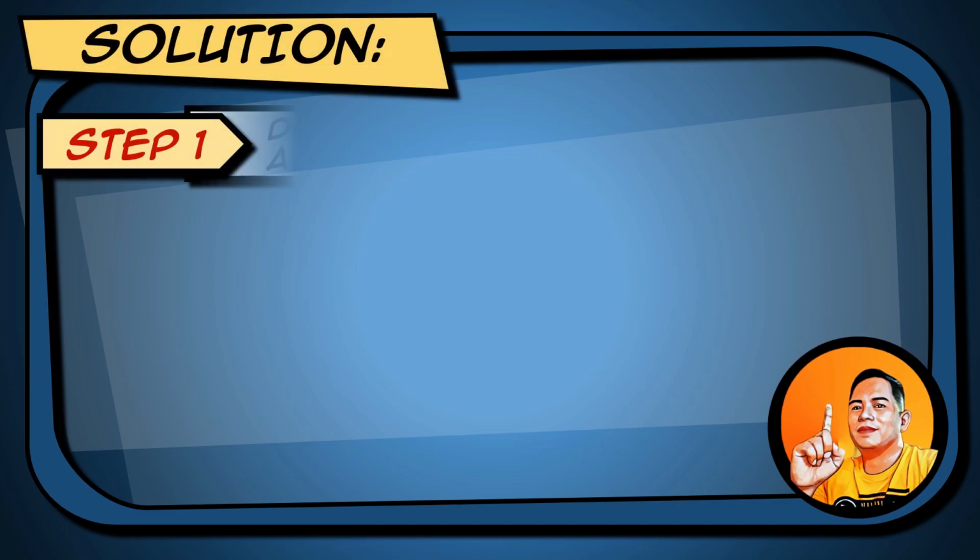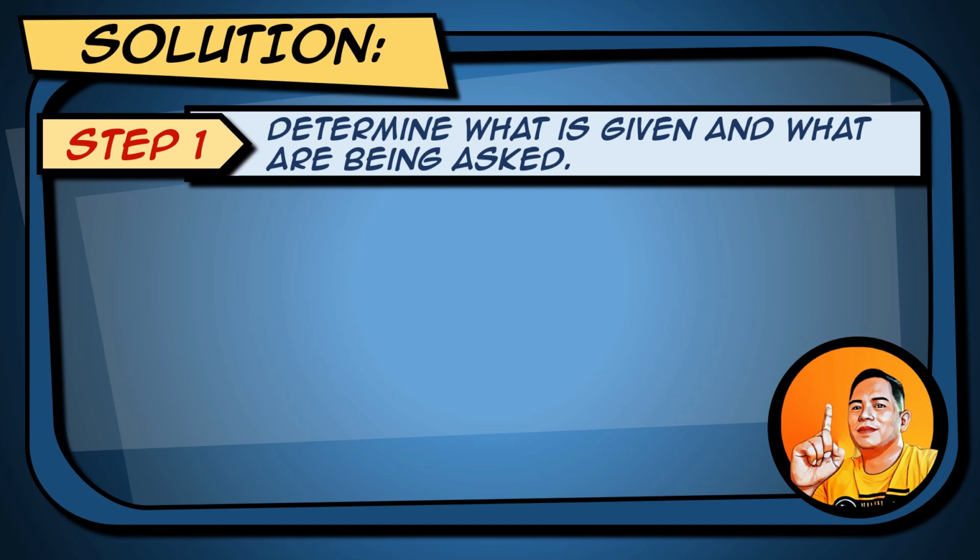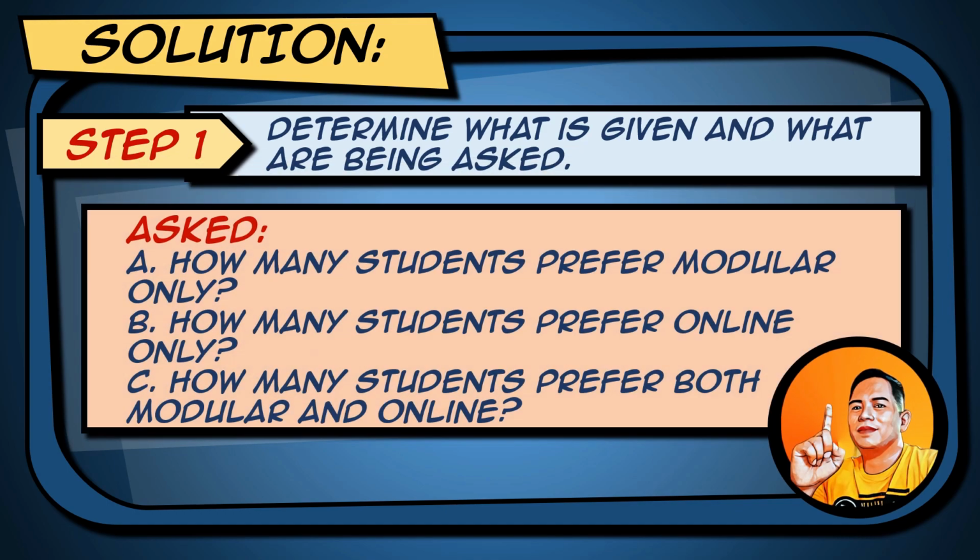And now let's start with step number 1, determine what is given and what are being asked. So what are being asked? Letter A, how many students prefer modular only? Letter B, how many students prefer online only? And letter C, how many students prefer both modular and online?